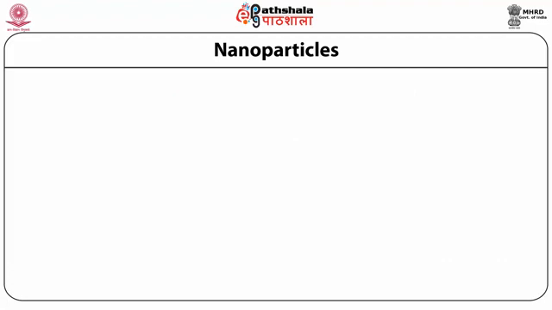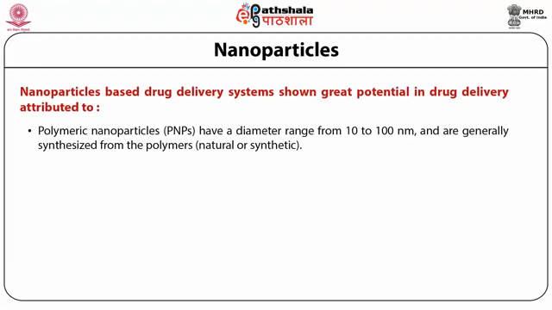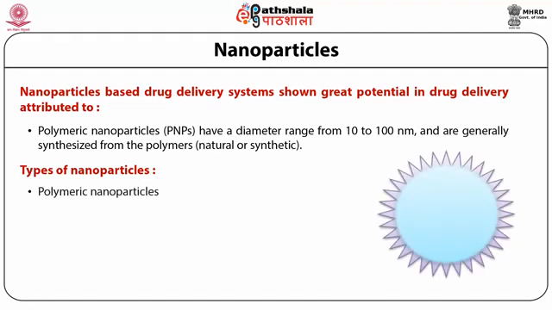The next is nanoparticles. Nanoparticles are colloidal particulate systems having a size range in the nanometers, ranging from 0.1 nanometer to 100 nanometers, and more specifically 10 nanometers to 100 nanometers. There are different variants of nanoparticles, that include the polymeric nanoparticles. Polymeric nanoparticles are made up of polymers that could be of natural or synthetic origins.